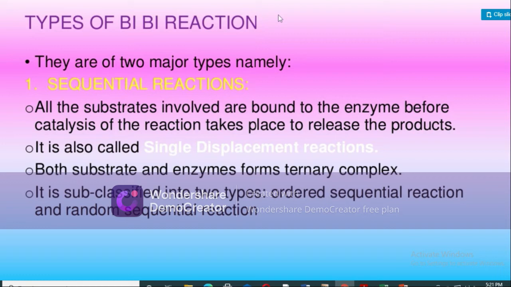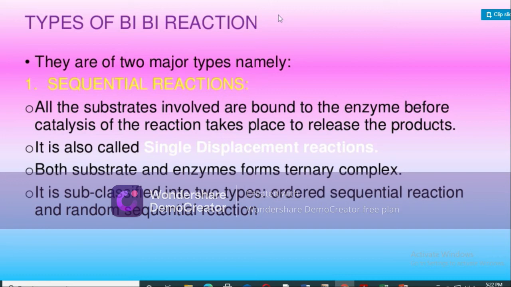So it means that in this case, it's like all the raw materials that are required for the reaction to take place must come together. You have your enzyme with the two substrates, so they must bind together before the reaction begins and the release of the products.